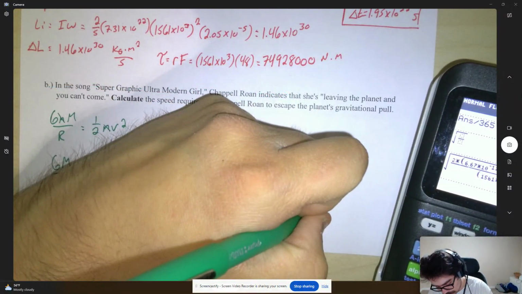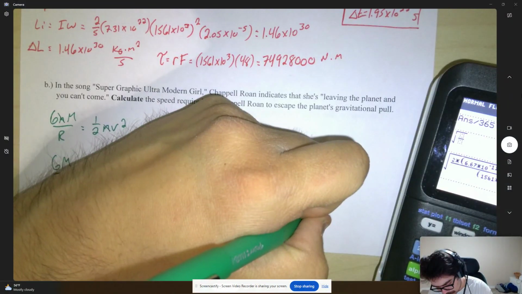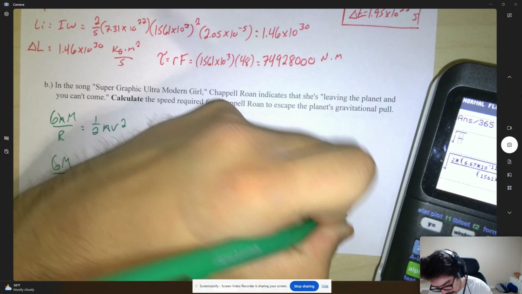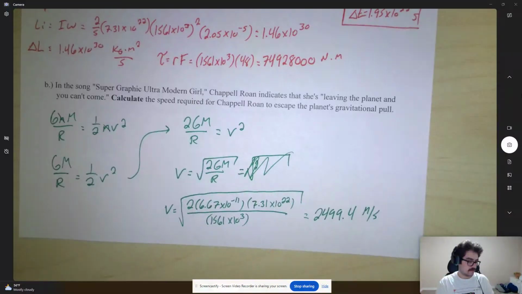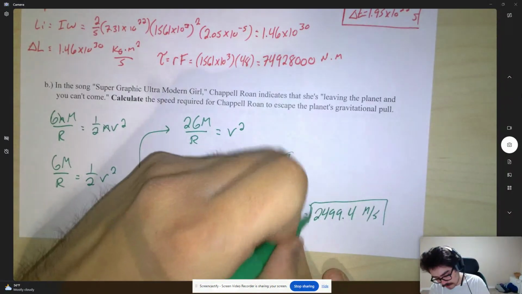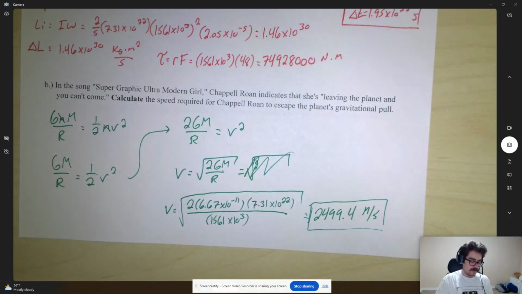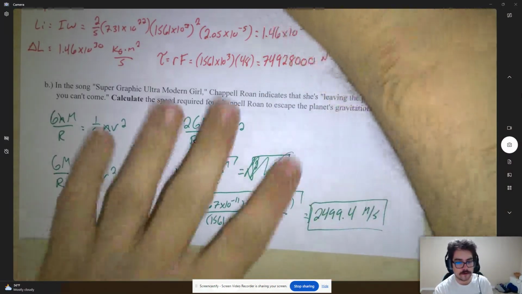So it's about 2499.4 meters per second. Okay, that's the speed that you would need to travel to escape. All right, here's the real hard part.